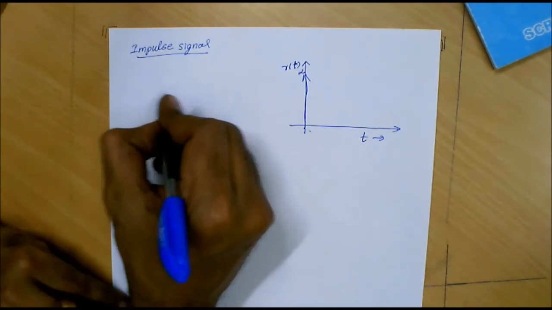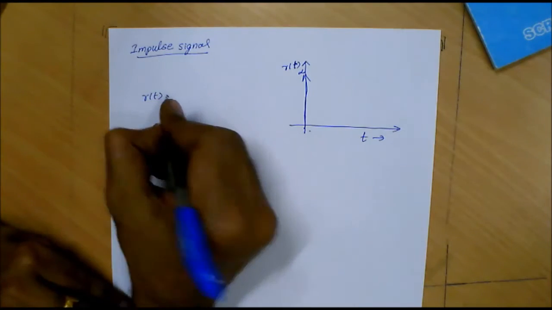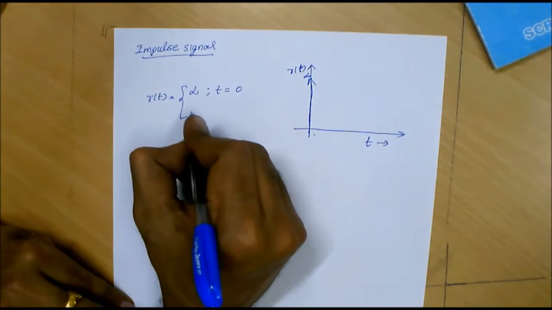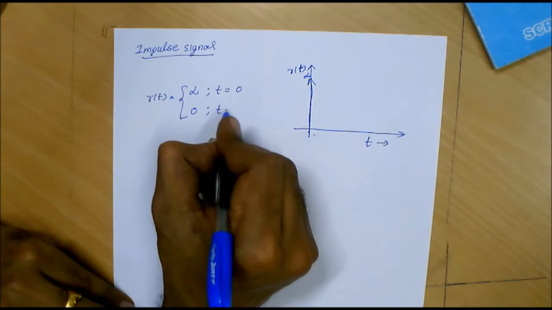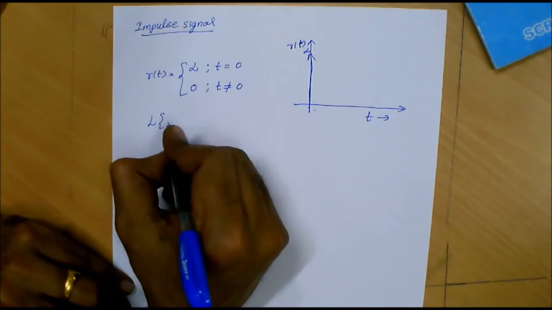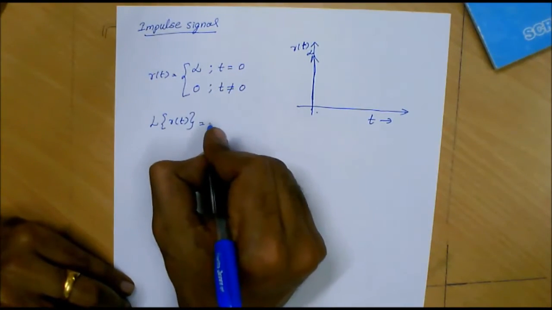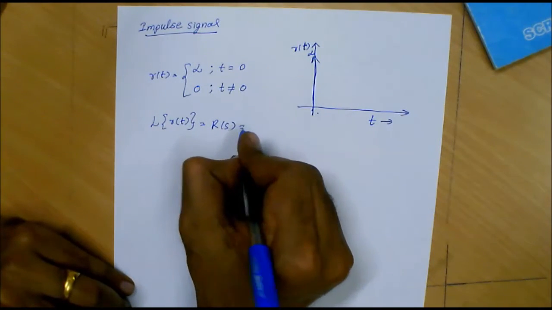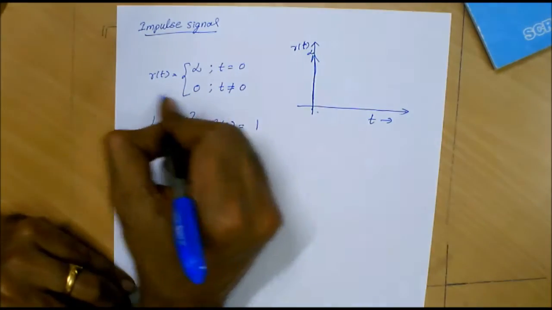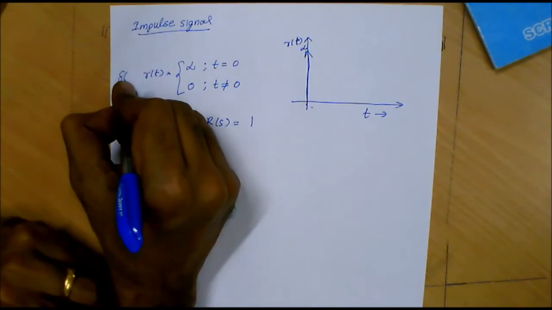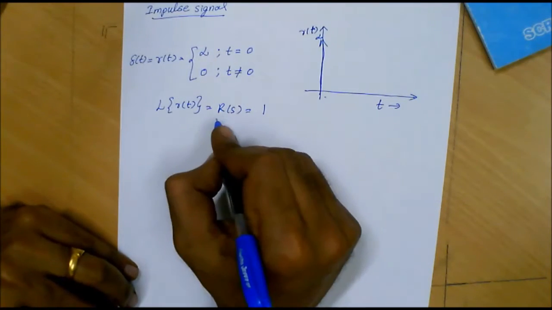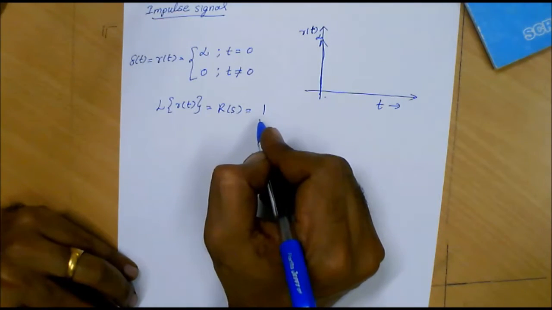So mathematically we can write this as r of t is equal to infinity when t is equal to 0. It is equal to 0 for all other values, t not equal to 0. So if you find the Laplace transform of this r of t, you will be getting R of s, which is equal to 1. So for impulse signal, the Laplace transform is 1. Impulse signal is also represented by the symbol delta of t. So again, the Laplace transform of this impulse signal can be used to find the time response of the system.